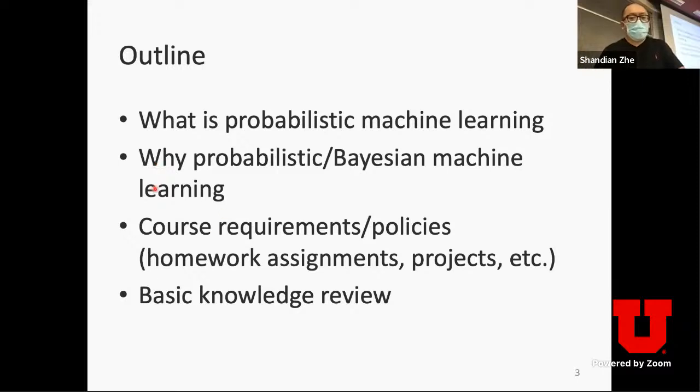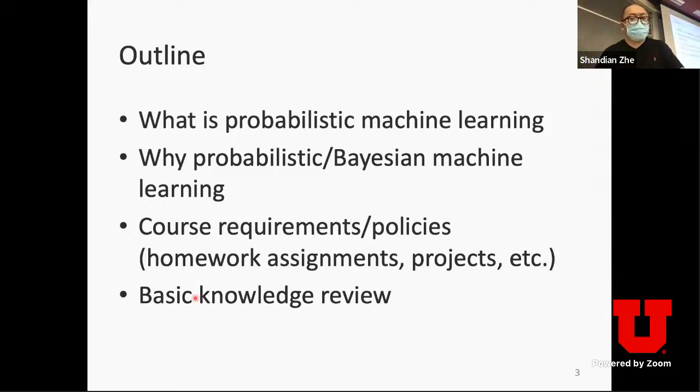Then we're going to talk about the course requirements and policies: how we design homework assignments and projects. We don't have any midterm exam or final exam, because I don't think that is a good way to examine whether you're really into this class. We expect that you do well in the homework assignments and projects. That's enough for you to know, not everything, but know well about probabilistic learning.